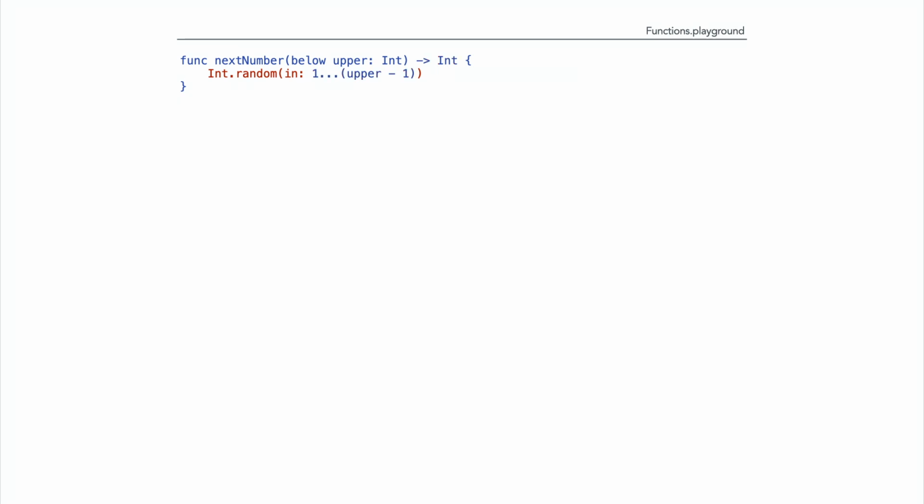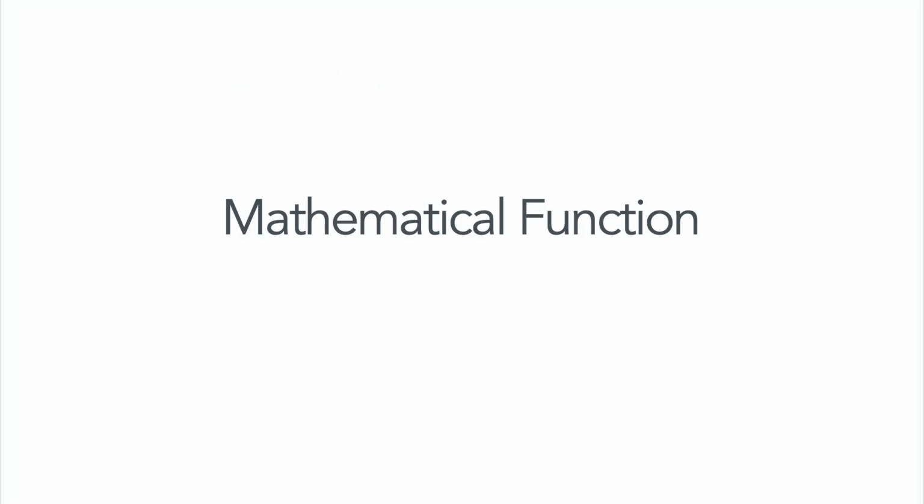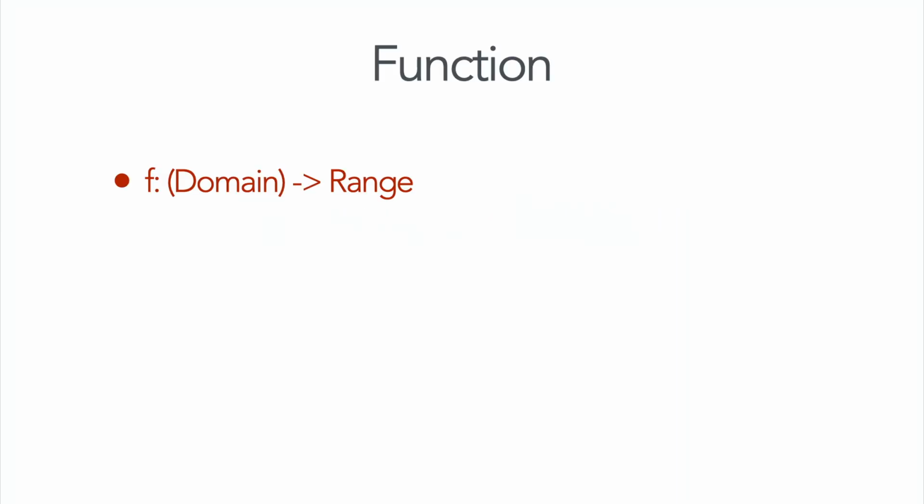And so I call next number below 5. I don't get the same number each time because I'm dependent on this int.random. So what we want to use for our model for pure are mathematical functions. You understood functions in mathematics when you were very young. Of course, it's my bias, but I want to say you loved mathematics. And you learned about the domain and the range.